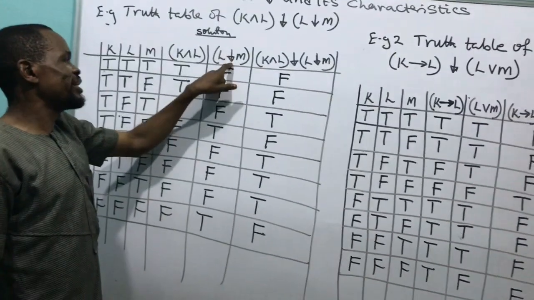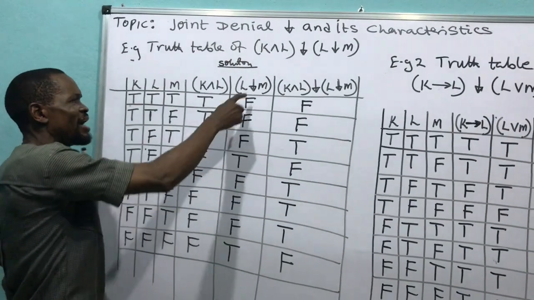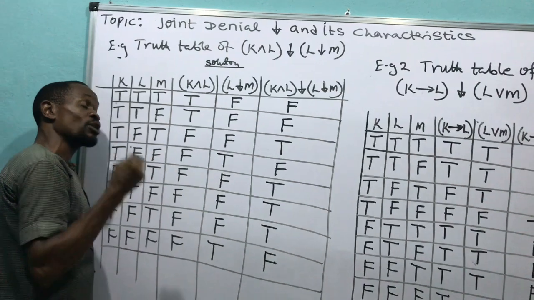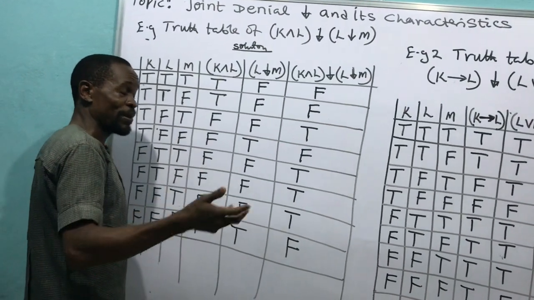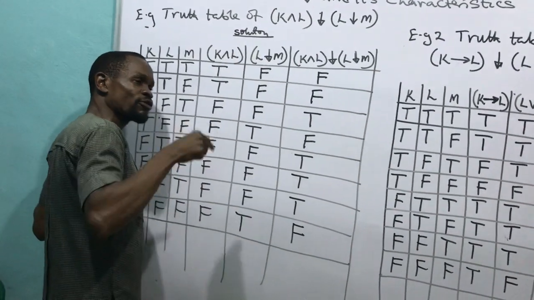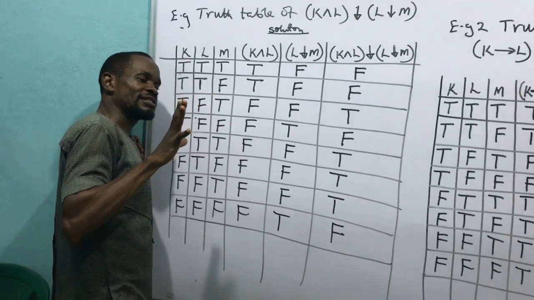This joint denier, M. Then I look at this. What are the characteristics of this joint denier? The characteristic is that it acts like an AND gate. That means it multiplies. It's doing multiplication. That's AND gates. Then also, it changes false to true and true to false. This is the characteristic of this one.